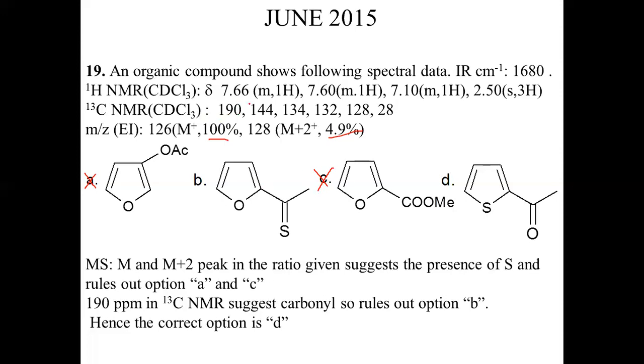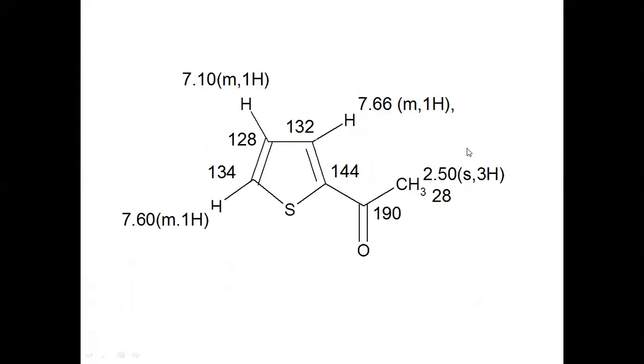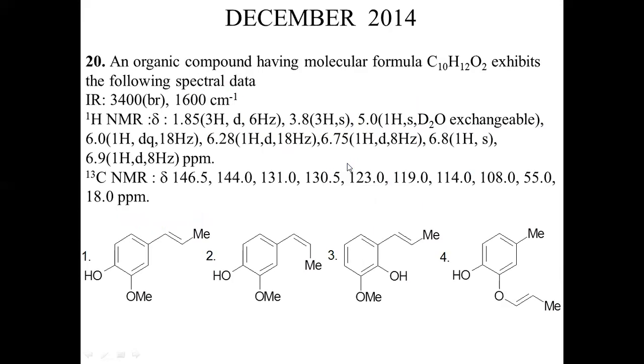Next, when you look at the C13 NMR, you have 190. When you have 190, that means a carbonyl group has to be there. But when you look at option B, you have C double bond S, which will be around 170 to 180. So we can rule out this option, and your correct answer is D. Anyway, we'll work it out and see. You can see here 2.50 is a singlet, and these are the aromatic protons, all for 1H, and in the C13 NMR you see 28, 190, and the aromatic region. So whatever you have assumed is the correct answer.